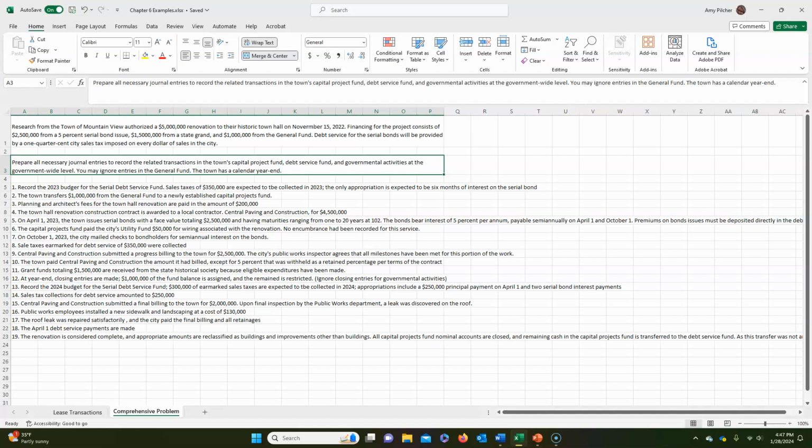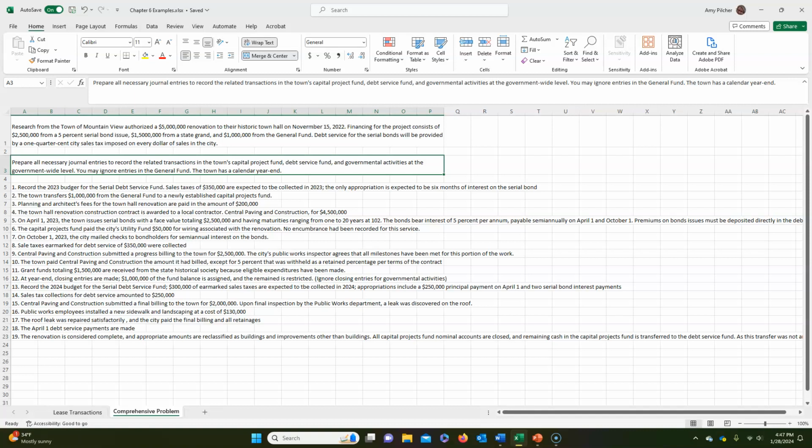So here we're looking at a debt service fund, and recording transactions against it. So this fund is a serial bond issue to renovate our town hall.